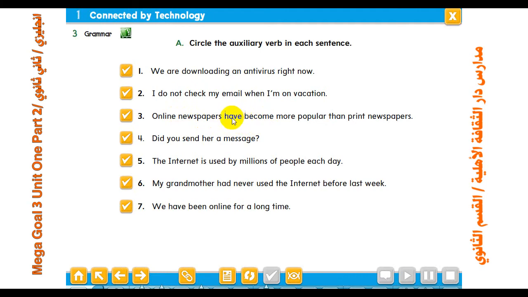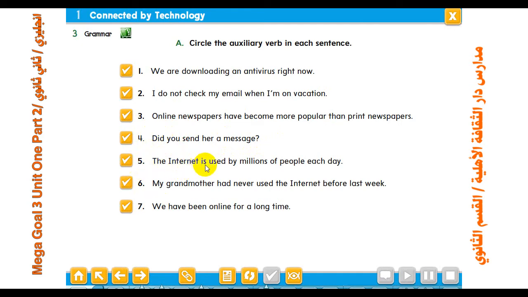This is the present perfect tense, and the auxiliary verb is have. Have become more popular than print papers. Did you send her a message? The auxiliary verb is did, and it is a question sentence, or a question in the past simple tense. Okay, the auxiliary verb is did.